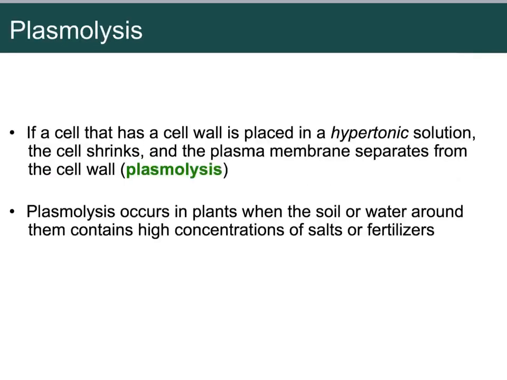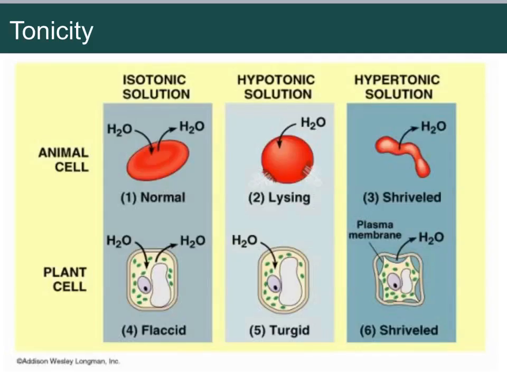If a cell that has a cell wall is placed in hypertonic solution, the cell shrinks, and when the membrane separates from the cell wall, it's called plasmolysis. Plasmolysis is the cell membrane shrinking away from the cell wall. And here you can see those again. So here's the turgid part, and here's the plasmolysis.